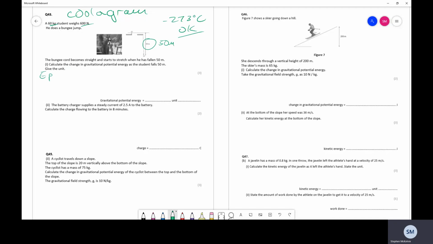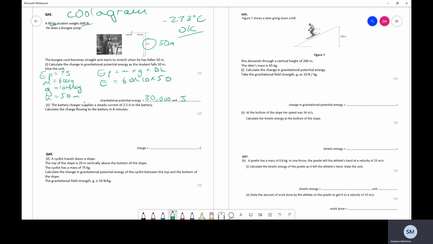So it's asking me for EP, which will be measured in joules. I don't know how many there will be yet, though. The mass is 60 kilograms. Gravitational field strength on Earth is 10 newtons per kilogram, unless they tell you otherwise. And the height was equal to 50 meters. So EP is equal to mass times gravity times change in height. EP is equal to 60 times 10 times 50. And I'll put that into my calculator. I'll drop my calculator on the ground first because that's the cleverest thing to do, giving me a gravitational potential energy of 30,000 joules.